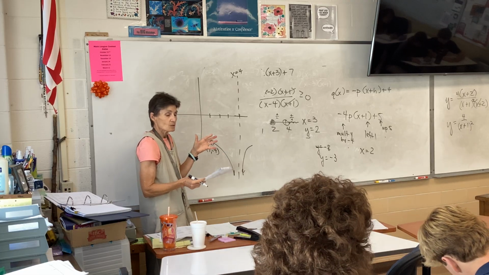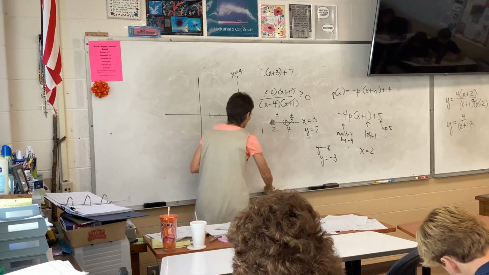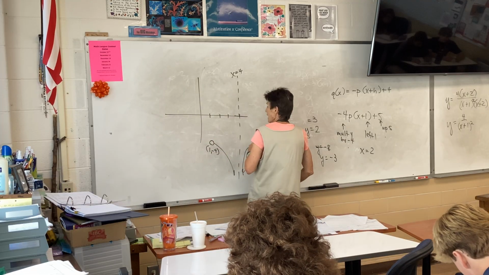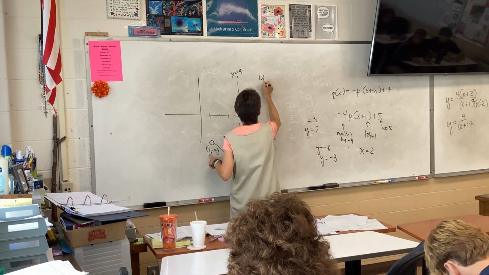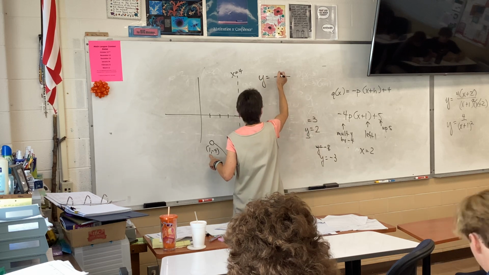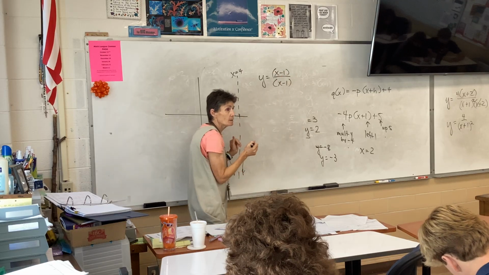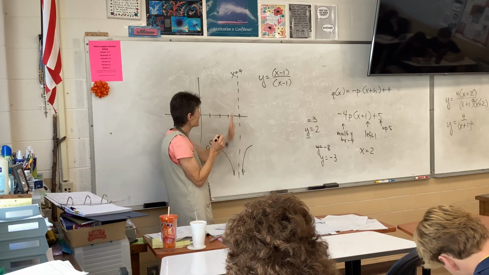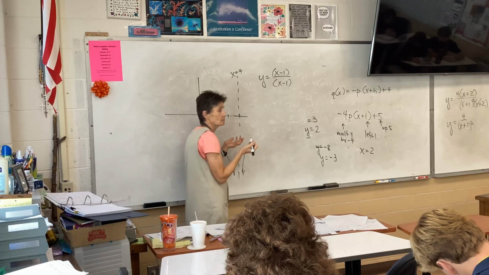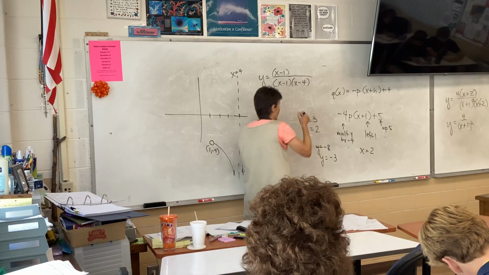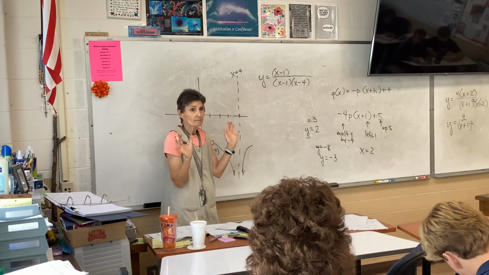The givens. So now, what are going to be the bones of the equation? What is going to put a hole at 1? What am I going to have? X minus 1 and x minus 1, right? What is going to put an asymptote at 4? X minus 4. Now, those are givens, right? Those are givens.